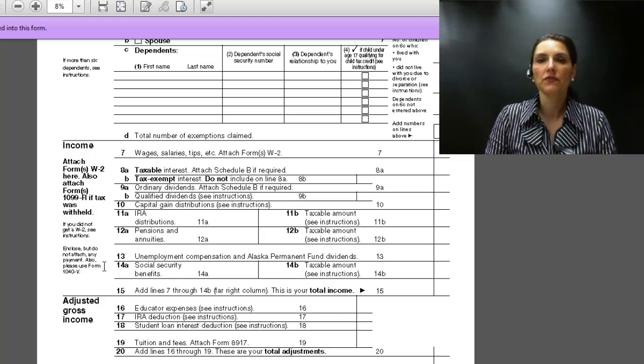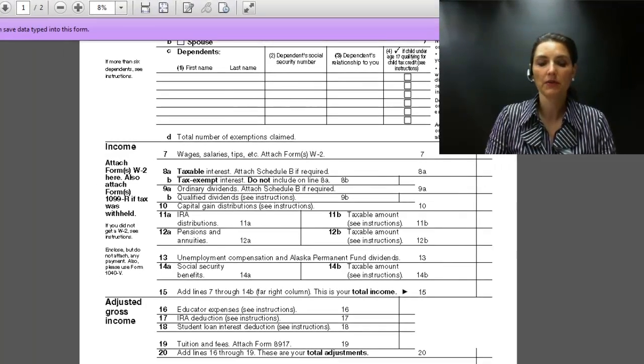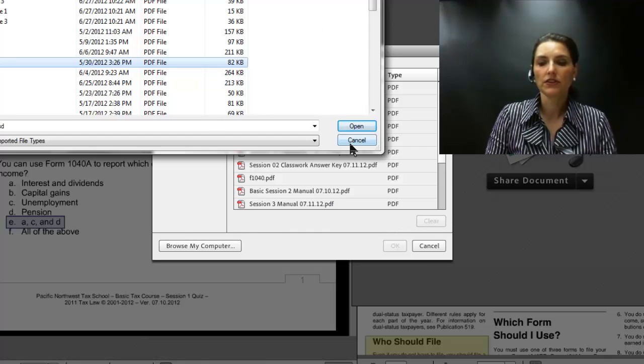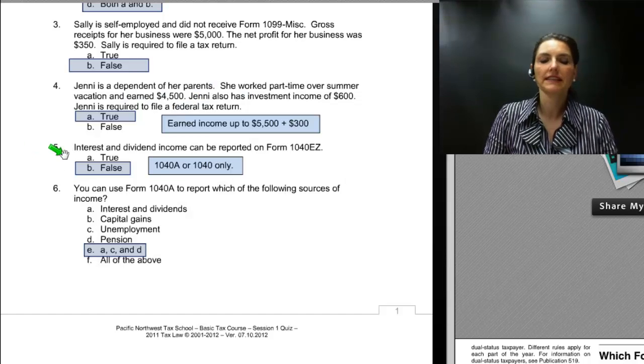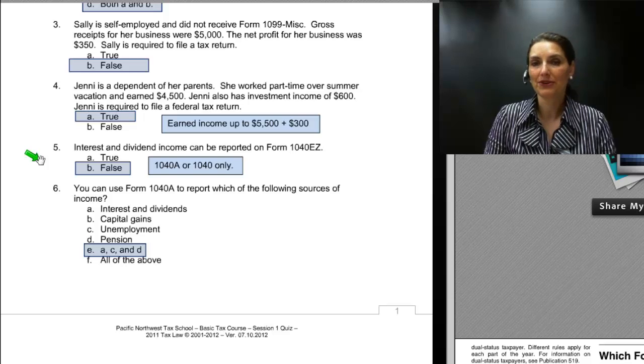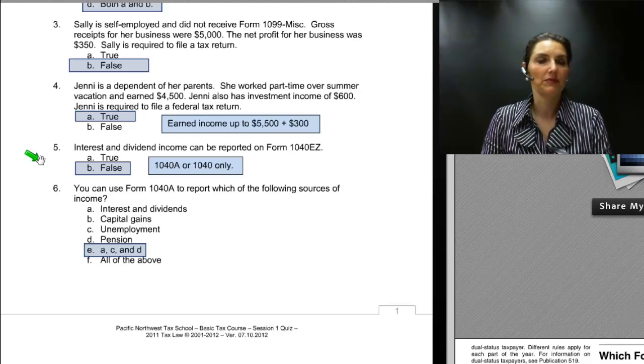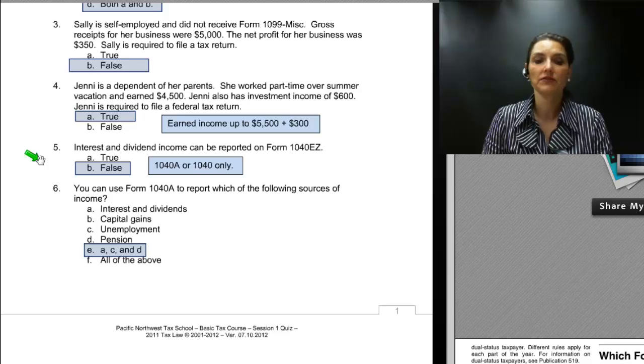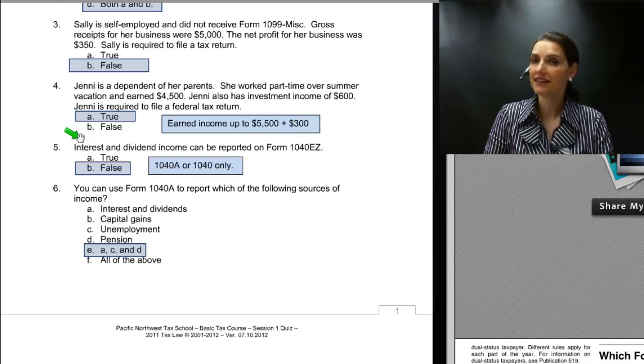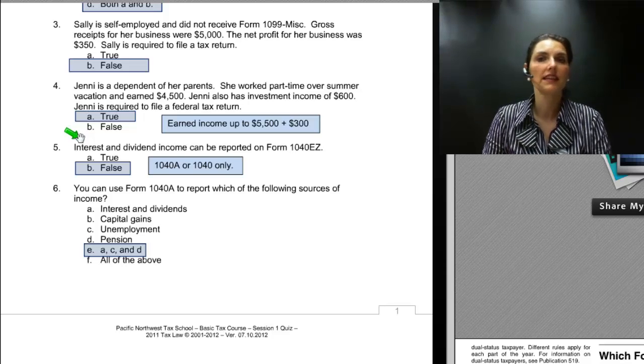So Form 1040-A is a short form, and it does provide space for reporting dividend income. However, this question is not asking whether or not interest and dividends can be reported on 1040-A. The question is, can they be reported on 1040-EZ? And the answer is interest, yes, dividends, no. So if it's a plural or a multi-item question, can interest and dividends be reported on 1040-EZ? The answer is no, false. 1040-A or 1040 only.